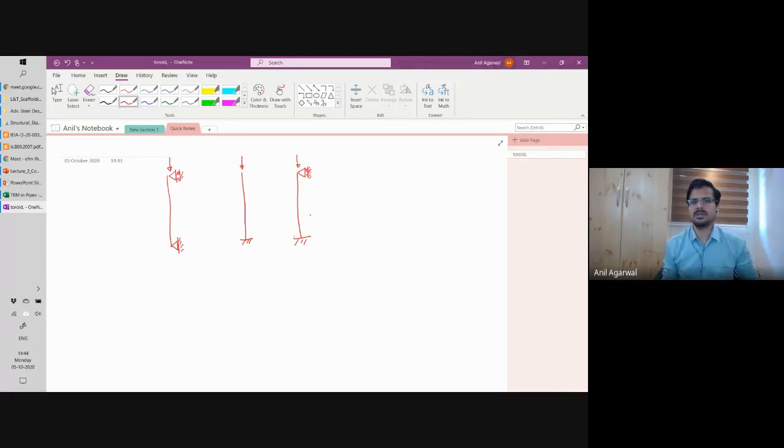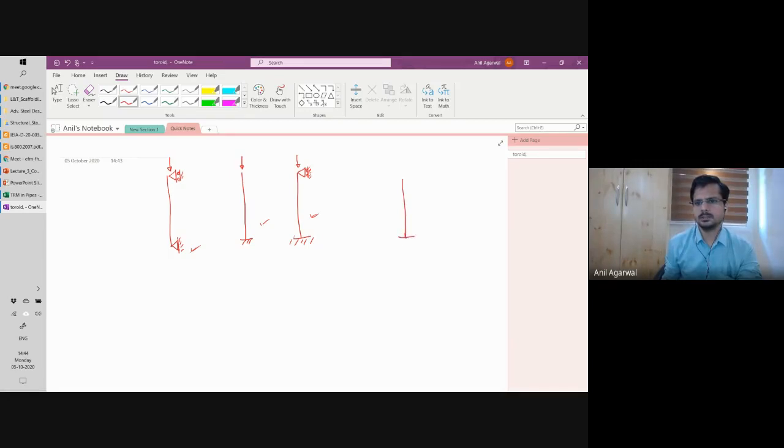And I'm sure these have been taught already in your ASM course. Haven't these been taught? These have been taught, right? All these possibilities have been taught in the advanced structural mechanics course. Right? But often what happens is that you have to deal with a frame.